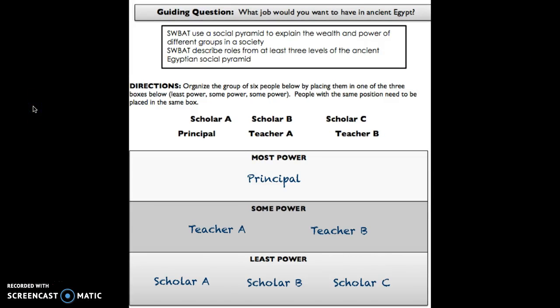All right, go ahead and check yourself. This is what you should have had in the most power box. You should have only had the principal. In some power, you should have had teacher A and teacher B. And in the least power, you should have had scholar A, scholar B, and scholar C.